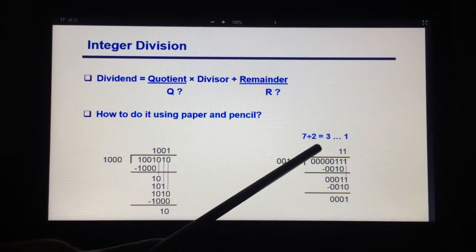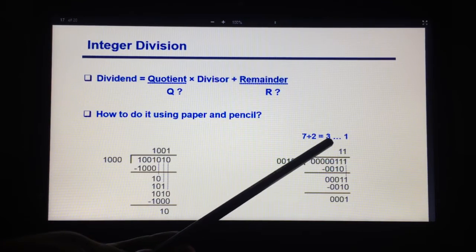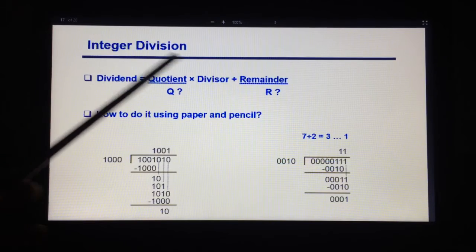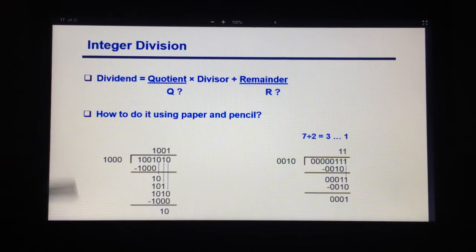So 2 into 3 is 6, and 6 plus 1 is equal to 7. So according to our integer division formula, you can check it with the quotient and the remainder value there.